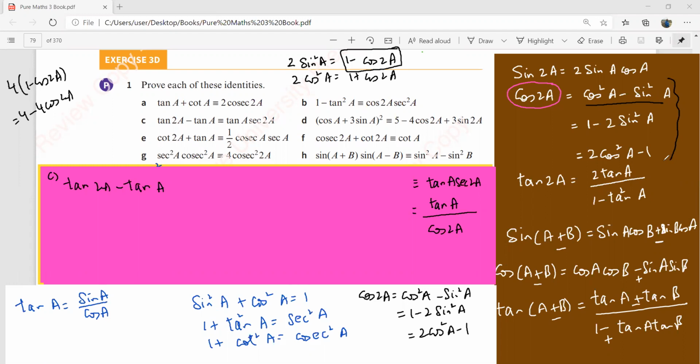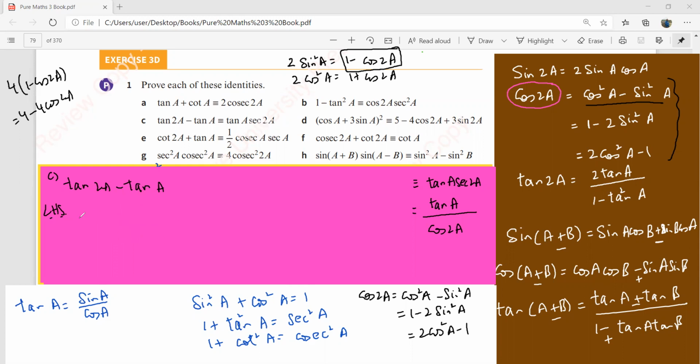any 3 of these forms. So this is your left hand side. So starting from here, we have sine 2A over cos 2A minus sine A over cos A. I think I should use the tan 2A formula here.